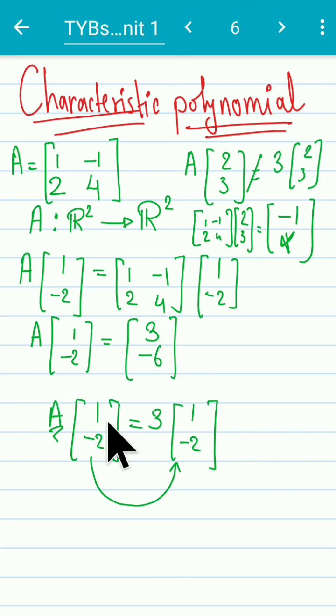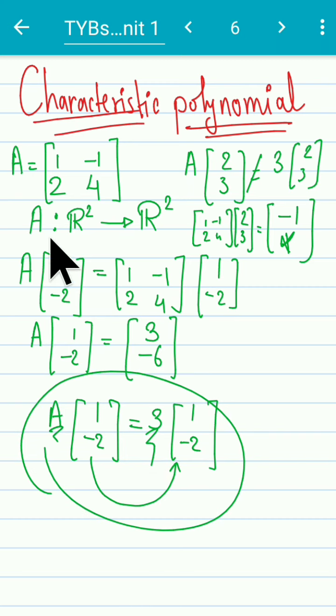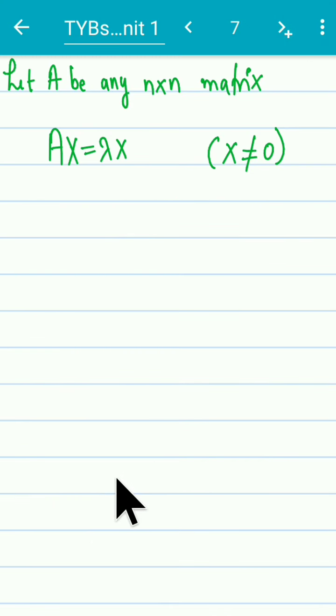But this (1, -2) was a special element such that it is sending it to the scalar multiple of it. So this property is actually nothing but taking us close to what is called a characteristic polynomial, or I will say the characteristic root, or I will say the characteristic vectors. Okay. So this is something that we are interested in. So my question is, can I find such vectors such that it will get mapped to lambda times of it? So let me just go in detail.